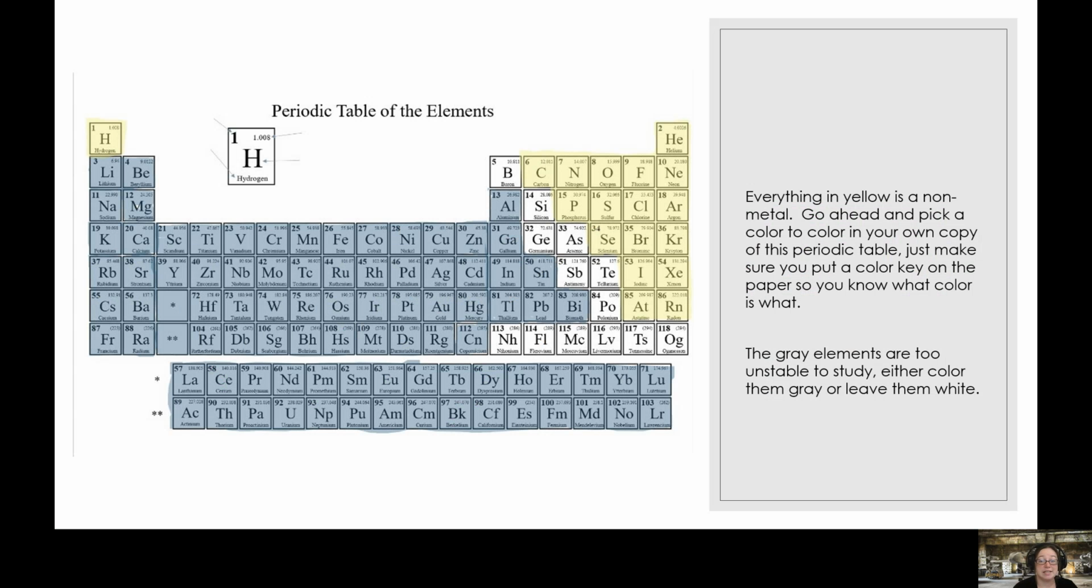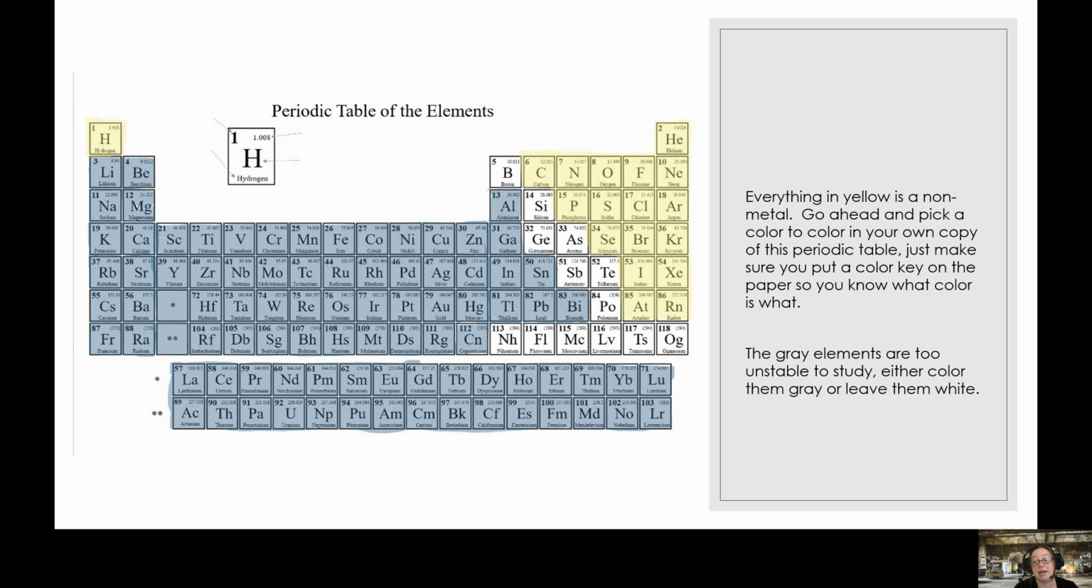All right, so everything highlighted in yellow on this table is a nonmetal. I'm going to have you pause this and color everything that's yellow on this table in your chosen color. Remember to put it on your key. On the bottom here, there are a few elements that are gray, and that's this set right here. You can leave those blank, but those are elements that we aren't sure what they are. They're too unstable to study, so we leave them gray.